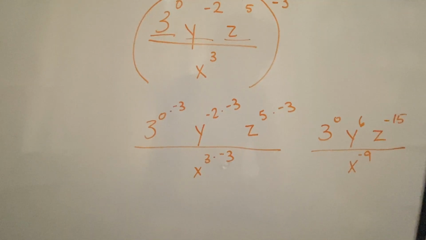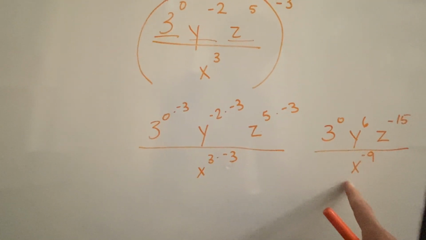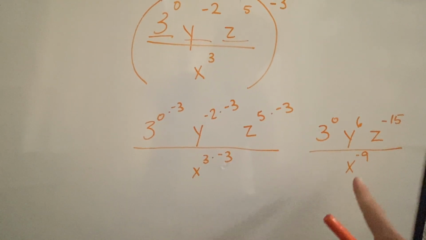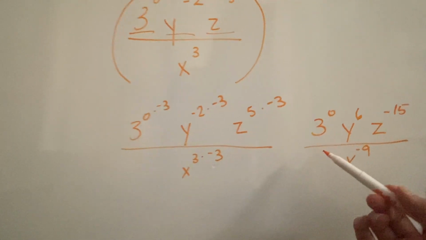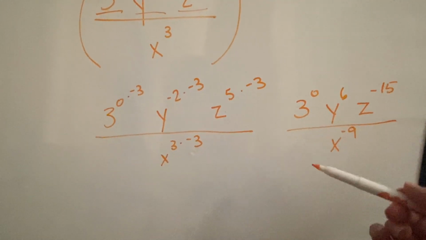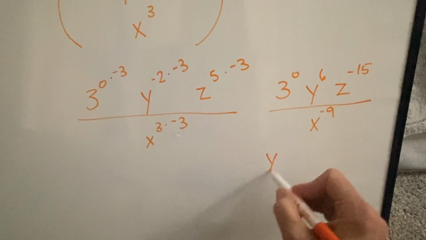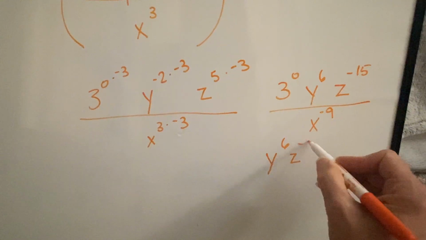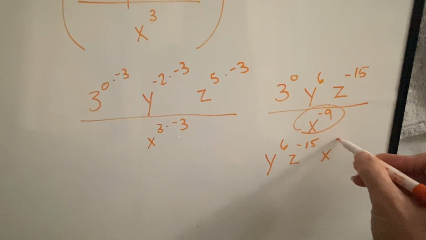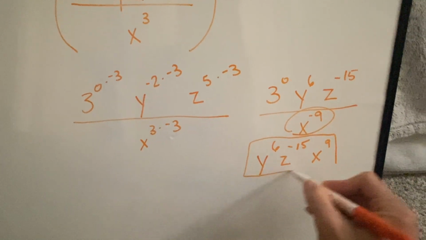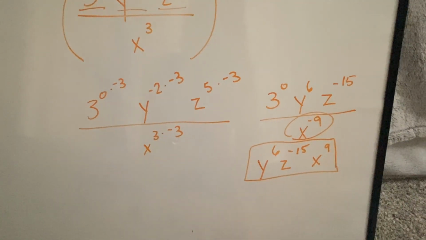Okay, they want all of the answers, all the variables, all these guys, in the numerator. Okay, so we're going to move this x up to the top. Okay, so before I do that, I'm going to look at this 3 to the 0 power, and I'm going to say, okay, well, 3 to the 0 power is actually 1. So that's just going to kind of go away. So I've got y to the 6th, z to the negative 15th, and I'm going to move this guy to the numerator because they want the answers in the numerator. Now, when you move it to the numerator, remember it goes from negative to positive or positive to negative, depending on how it starts off.